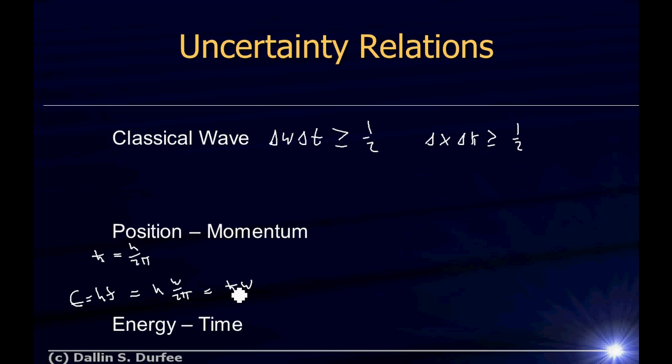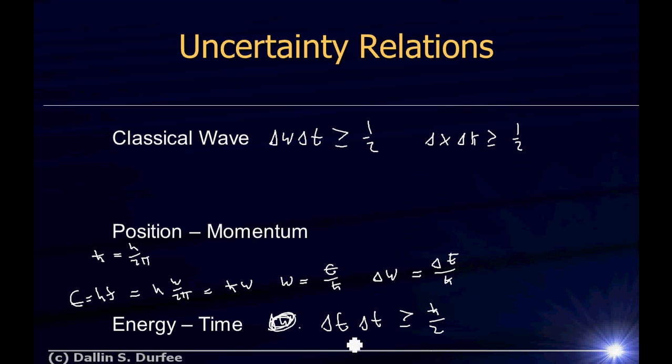If I solve this for omega, I'm going to say omega is equal to E over h bar. So if I have some spread in frequency, that means I have some uncertainty in the energy, delta E over h bar. I plug this into this equation and I get delta E delta t has to be greater than or equal to h bar over 2. So what does that tell me?